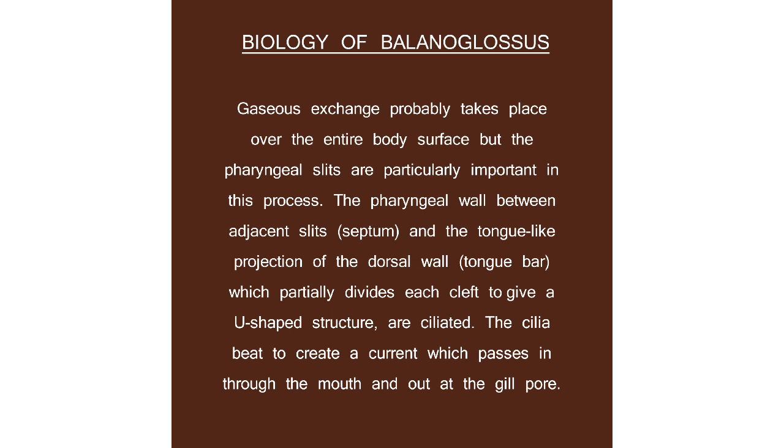Are you getting me now? The pharyngeal walls are ciliated, and when something is ciliated, it means they have what? They have cilia. And what do they use cilia for? They use the cilia for beating. They use it for creating water currents. You understand? And what's the meaning of current? Like disturbance. So once they create current, water is passed through the mouth and out of the gill pore.